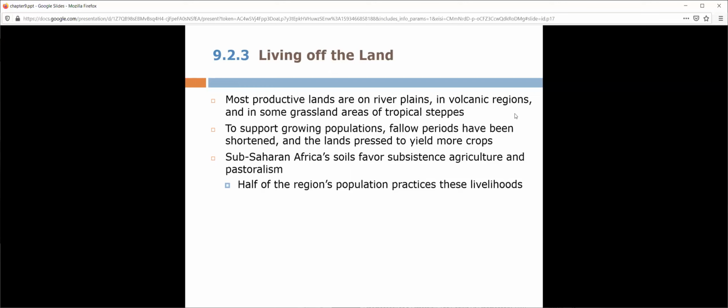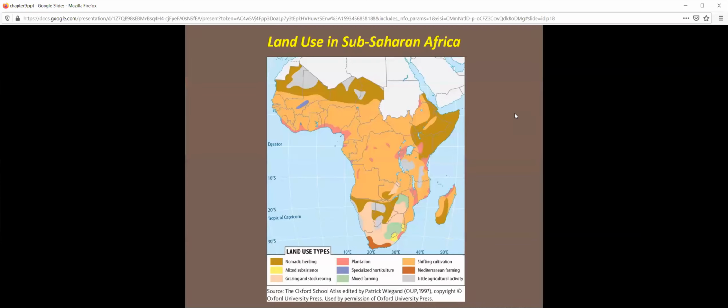But land doesn't work that way. Plants don't grow that way, right? If you've ever gardened, you know you can only grow certain things at certain times, and you can overwork the land. That is a big issue with this part of the world. So much of this map is shifting cultivation. And as I've said before, shifting cultivation means you're not doing anything very well.